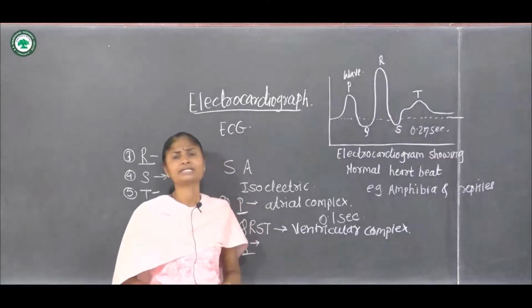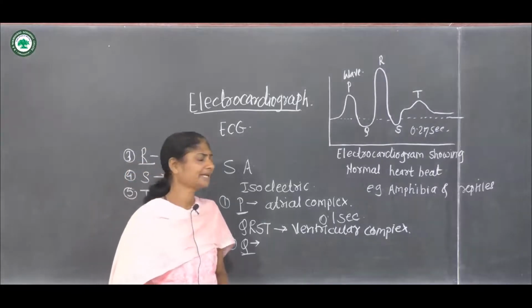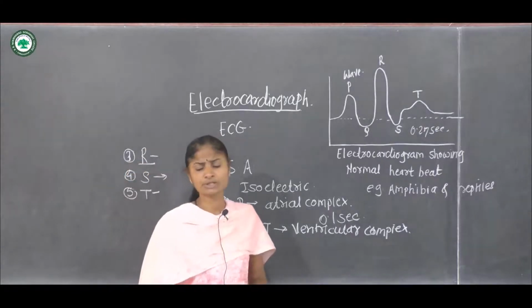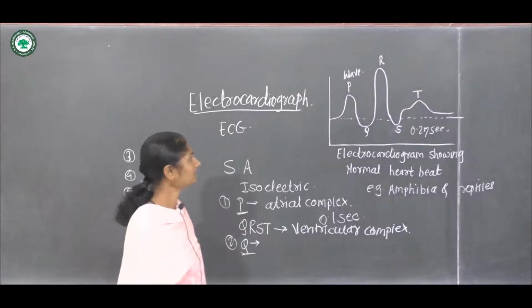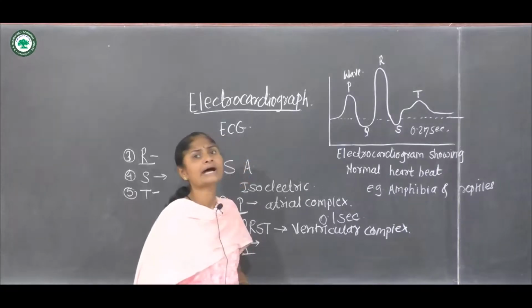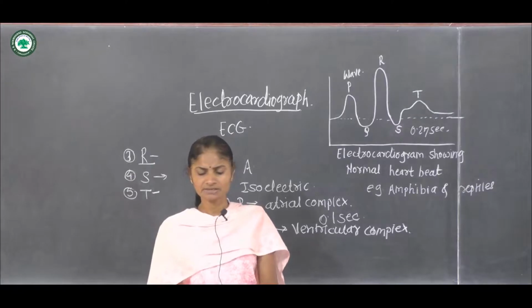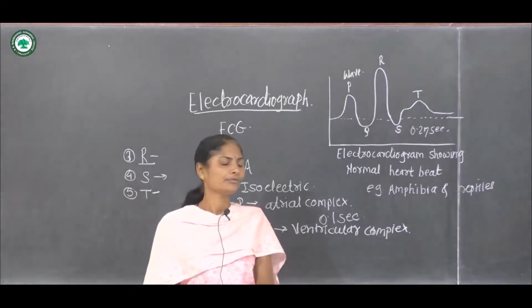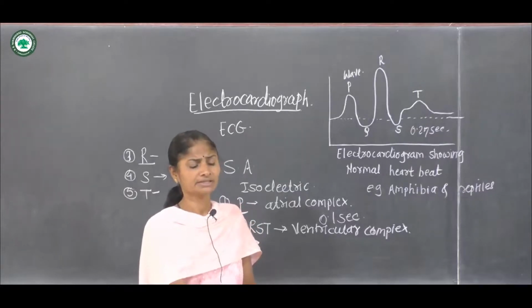Any abnormality of the atrial activity will be reflected by corresponding changes in the P wave. Abnormal changes in the P wave indicate an atrial complex abnormality.